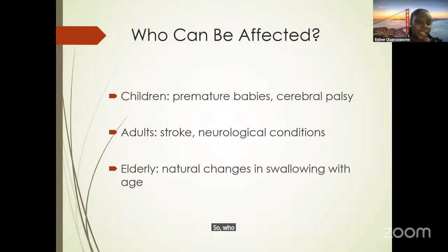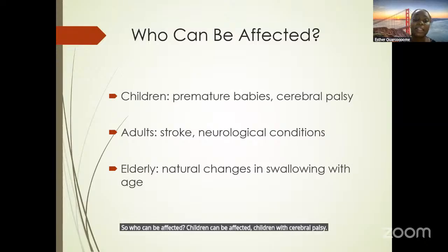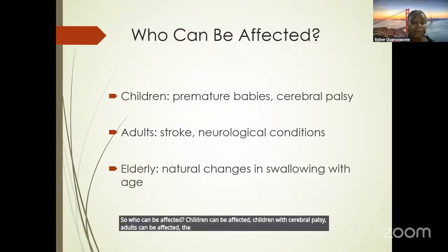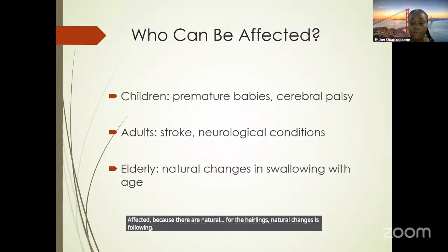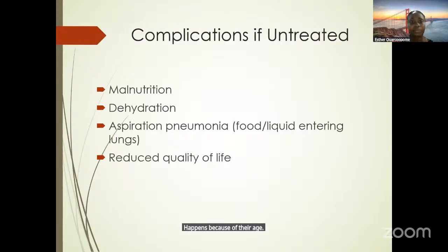So who can be affected? Children can be affected, children with cerebral palsy. Adults can be affected. The elderly too can be affected, because for the elderly, natural changes in swallowing happen because of their age. So, some complications if it's untreated: we have malnutrition, poor nutrition. You realize that the person is still losing weight. There's dehydration. And then I spoke about aspiration.